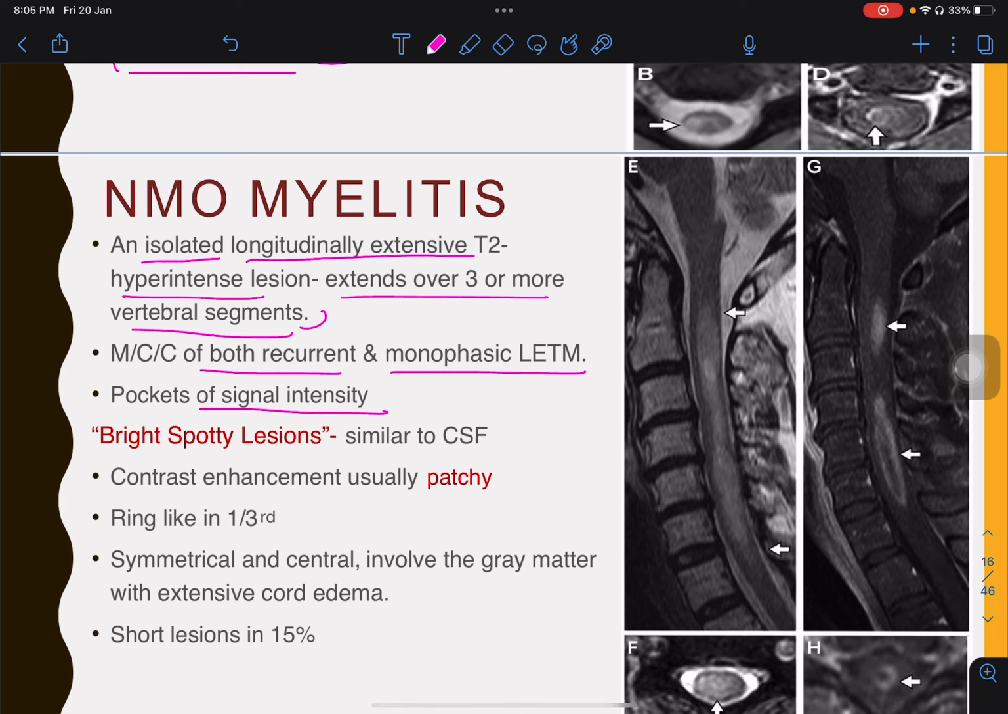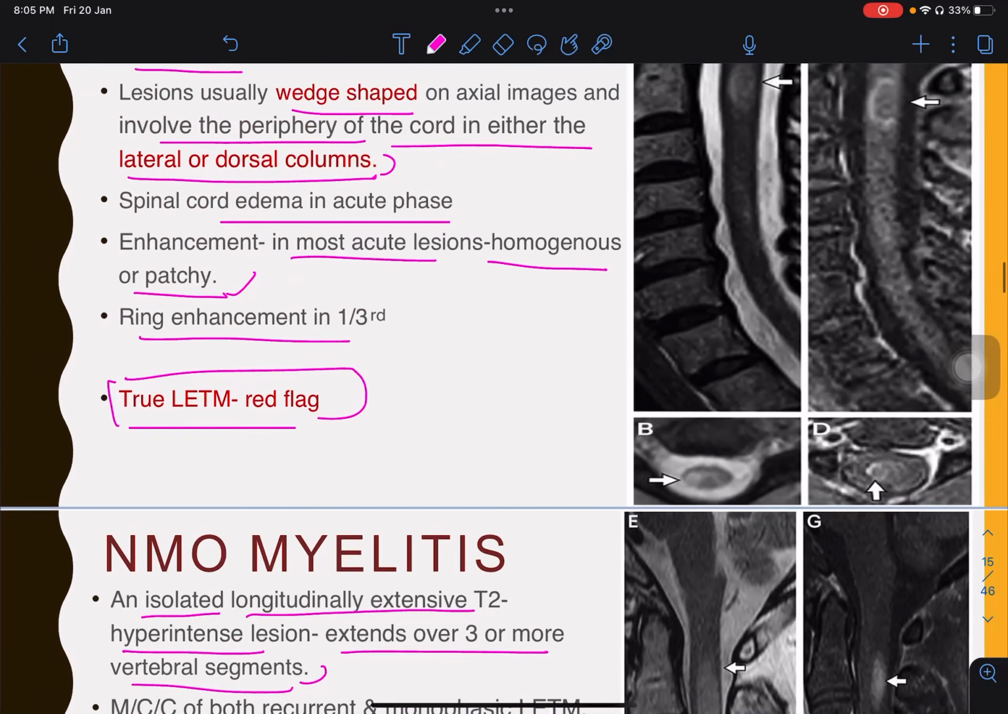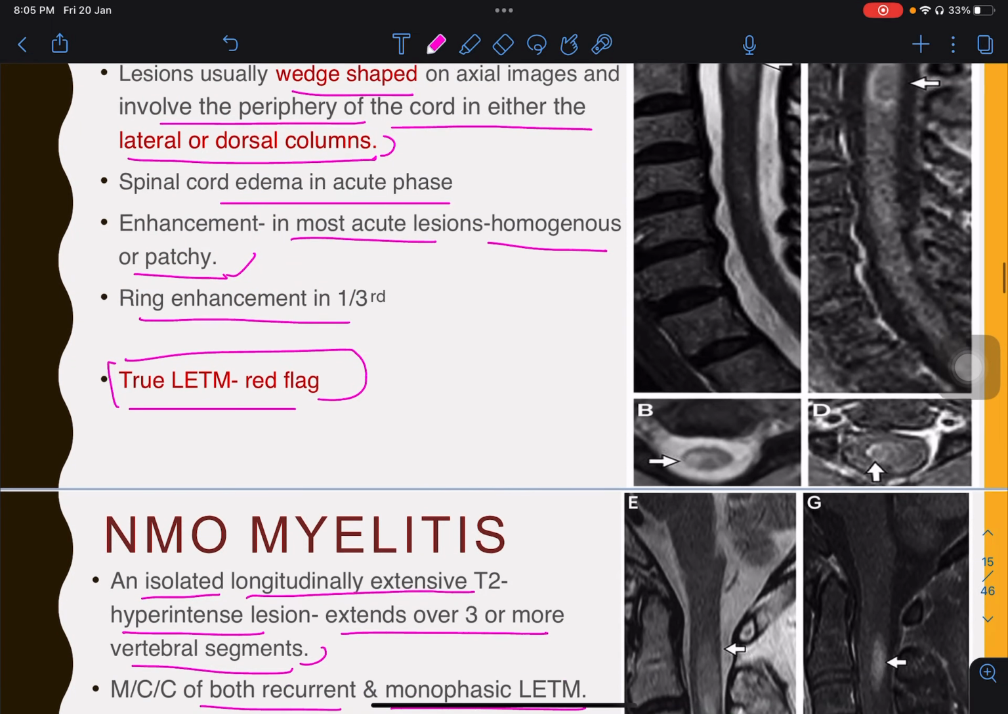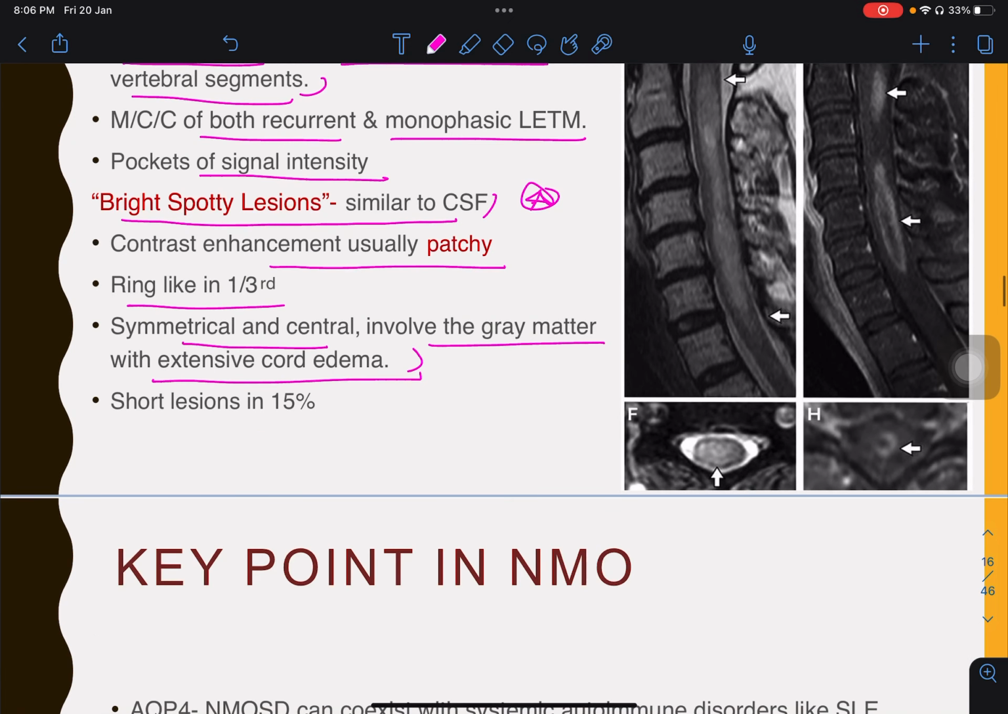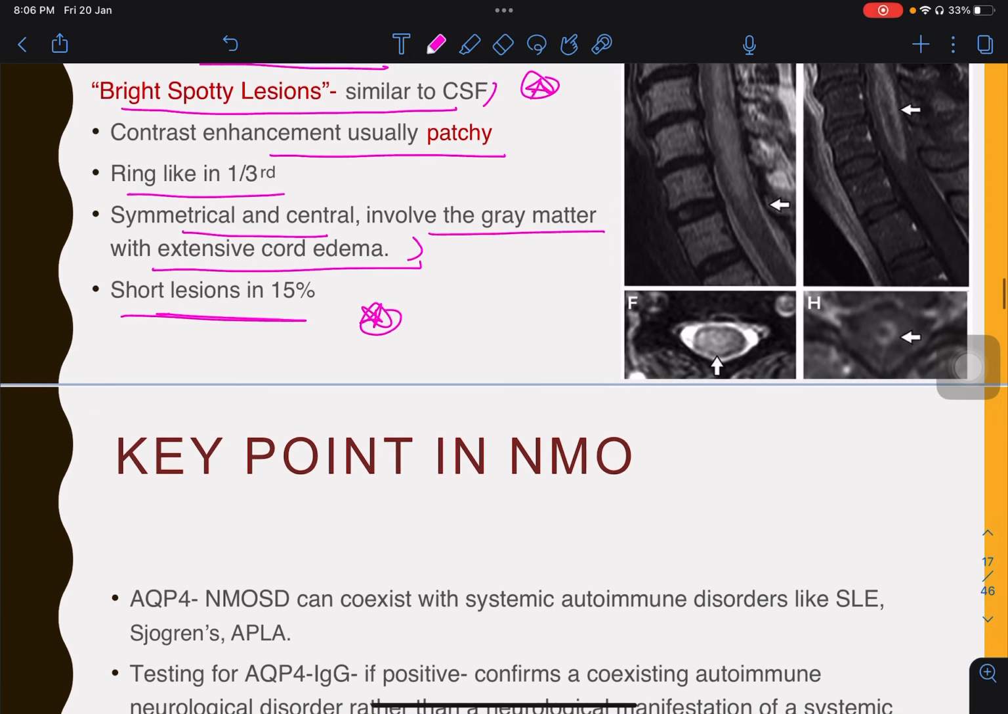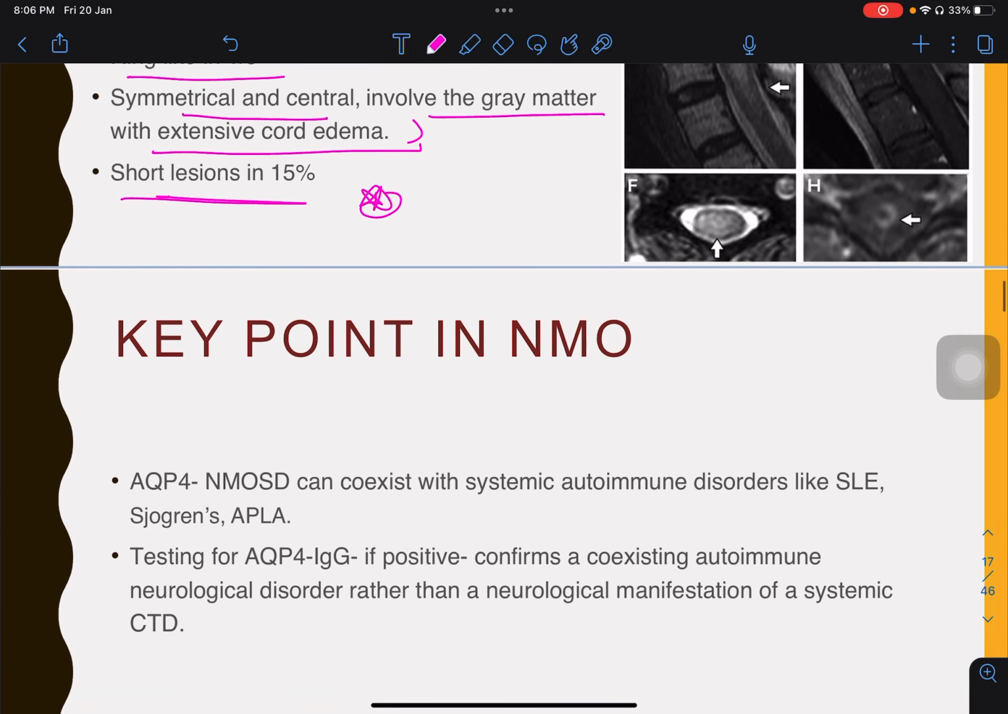There are pockets of signal intensity, known as bright spotty lesions, similar to the CSF, and contrast enhancement is usually patchy. In MS, it was homogeneous or patchy enhancement. Here it is always patchy. There is ring-like enhancement and symmetrical central gray matter involvement with extensive cord edema, and short lesions in 15%. In NMO also, short lesions can be seen in 15%.